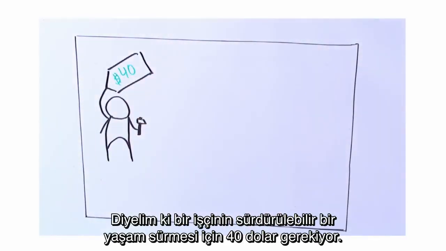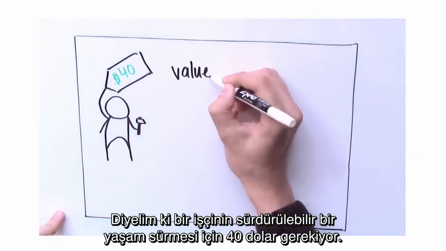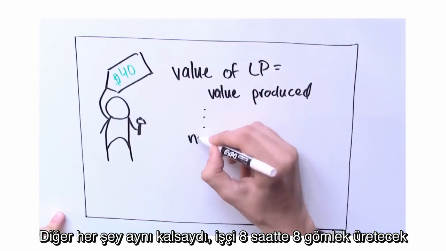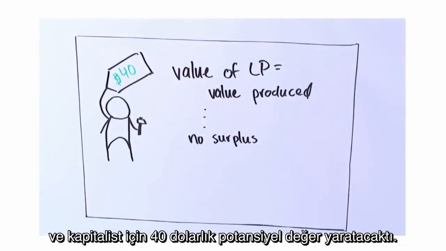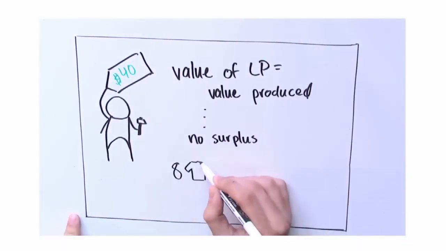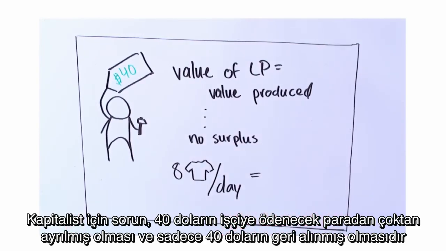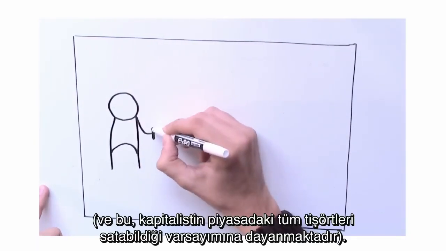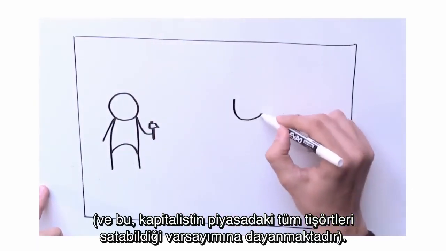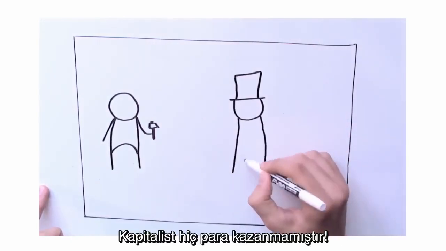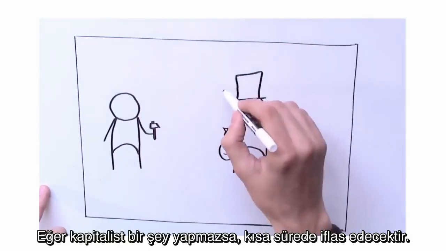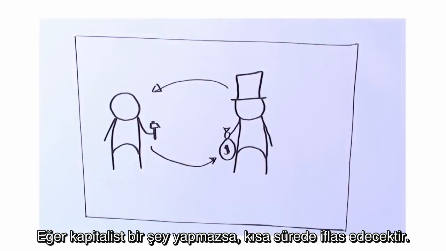Say it took $40 for the worker to live a sustainable life. If everything else stayed the same, the worker would produce 8 t-shirts in 8 hours, creating $40 of potential value for the capitalist. The problem for the capitalist is that $40 have already left the funds to pay the worker, and only $40 were made back, and that's assuming the capitalist was able to sell all the t-shirts on the market. The capitalist has made no money at all. If the capitalist doesn't do something, he or she will quickly go out of business.